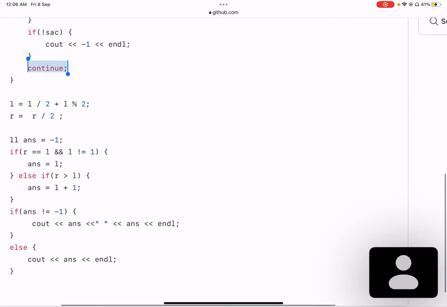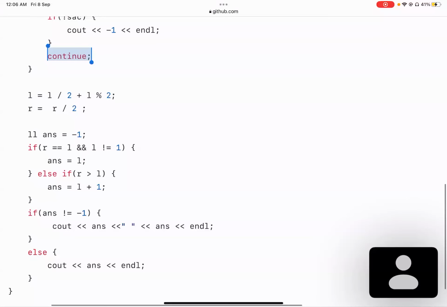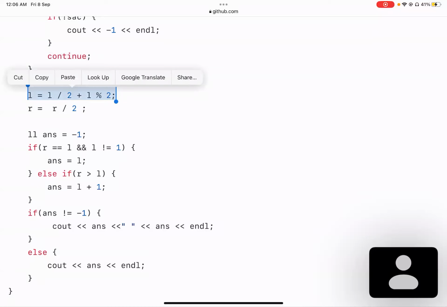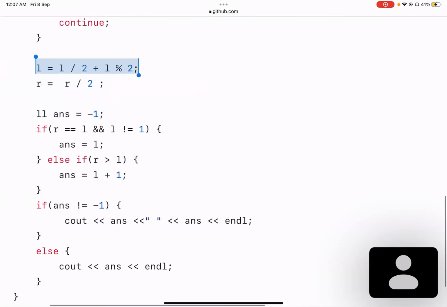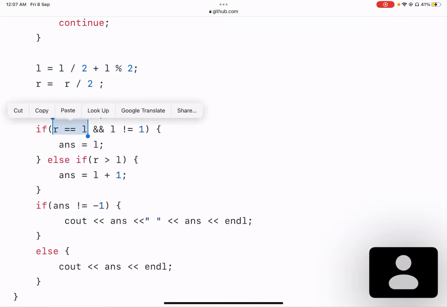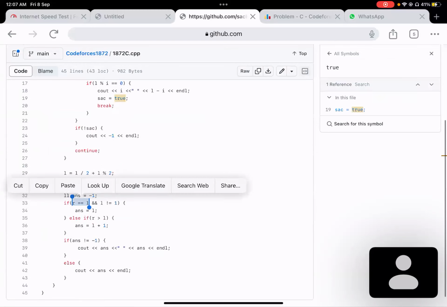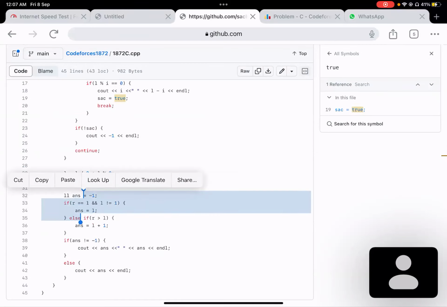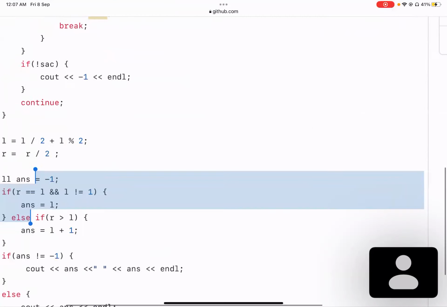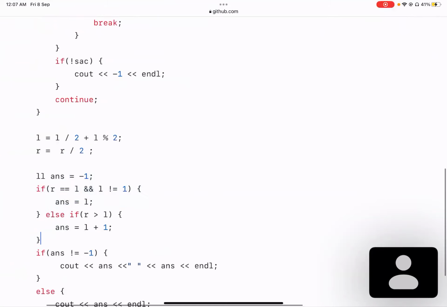In the other case, we just constructed that range. It should be L by 2 and R by 2. We need to find a K which is between L by 2 and R by 2, right? Now, this case will get already covered in the top part, so we don't need to do this part. You can remove this part if you don't want, because it will automatically be covered in the top part.